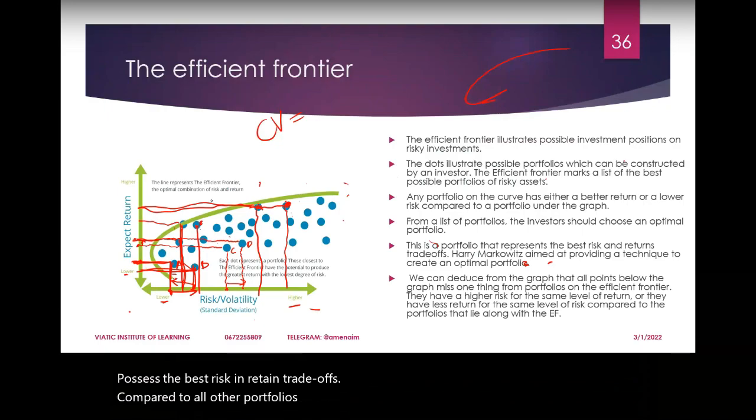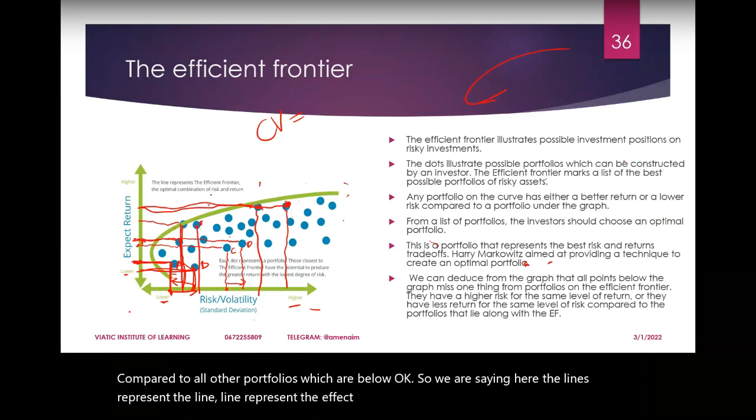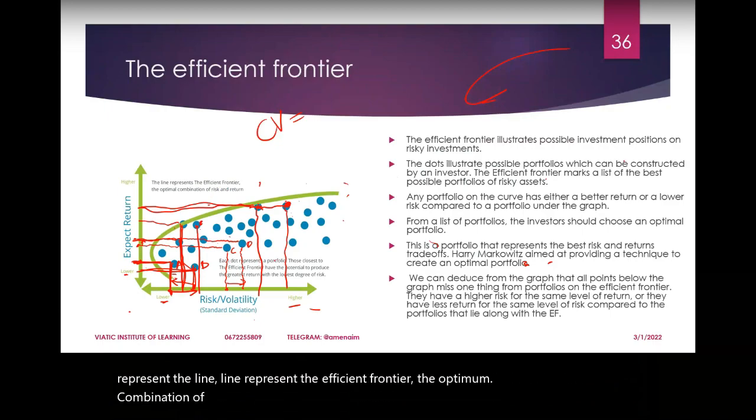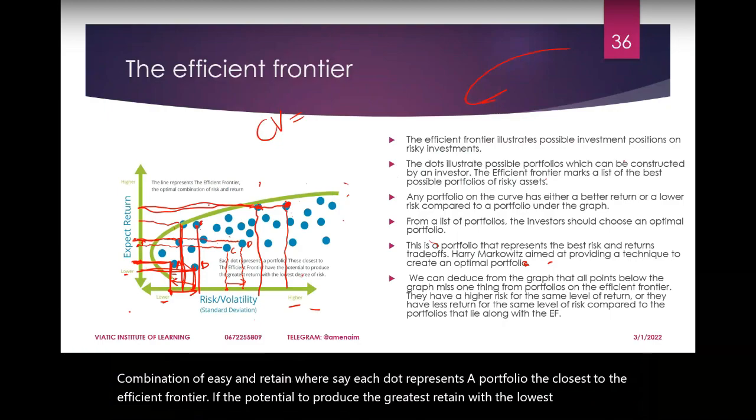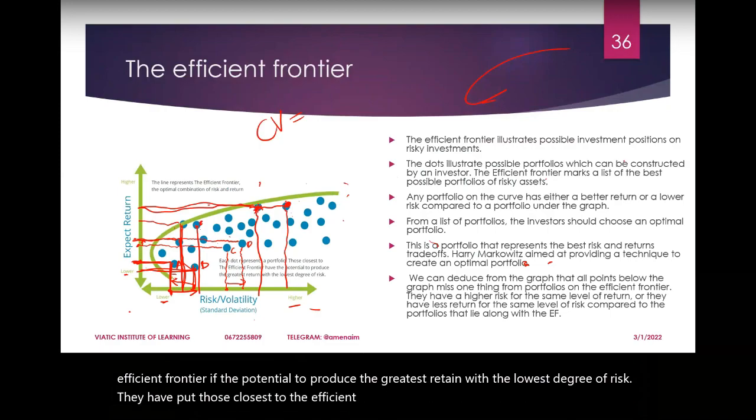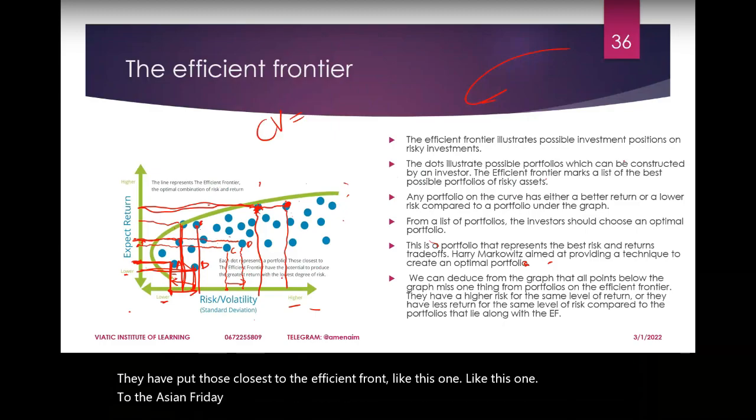Okay, so we are saying here the line represents the efficient frontier, the optimum combination of risk and return. Each dot represents a portfolio. Those closest to the efficient frontier, like this one, have the potential to produce the greatest return with the lowest possible degree of risk.